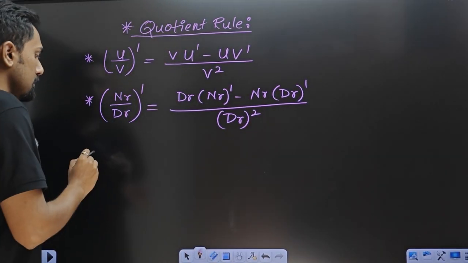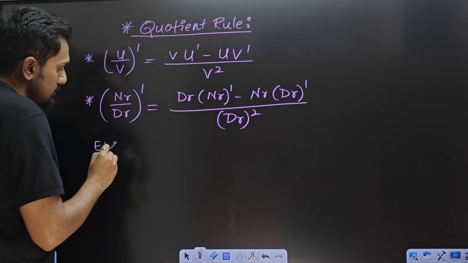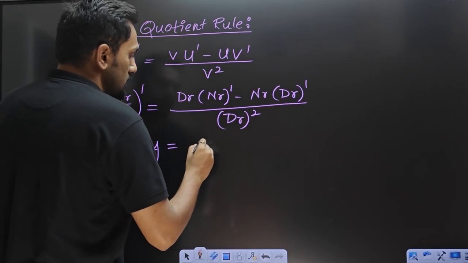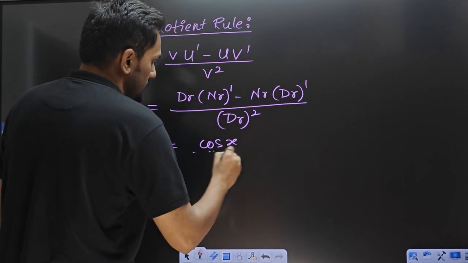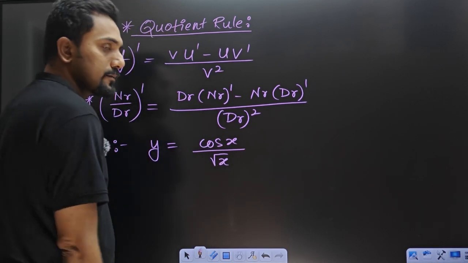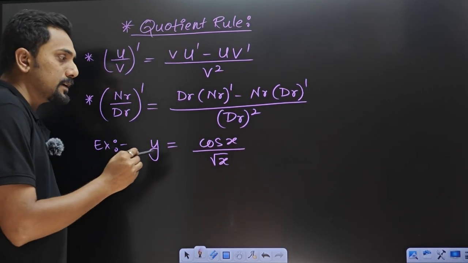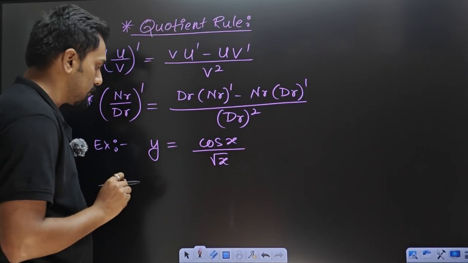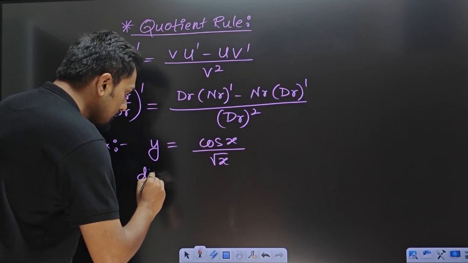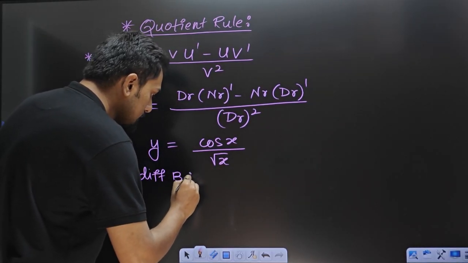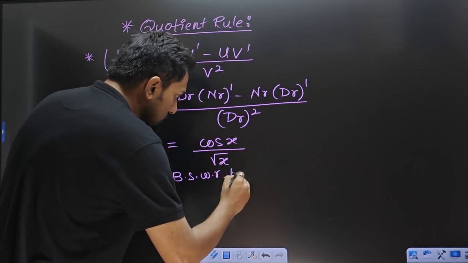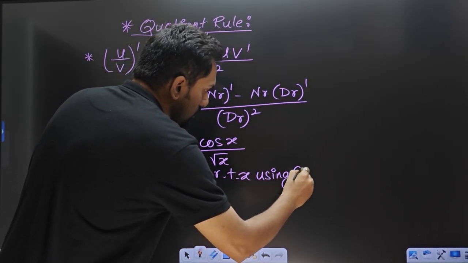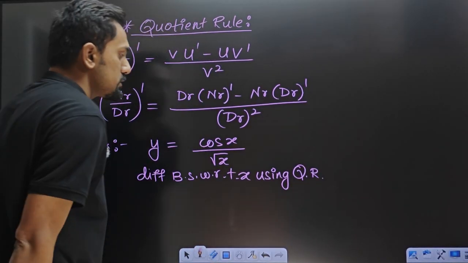Okay, for example, I will take a simple example. Y is equal to cos x divided by root x. Now I need to differentiate this with respect to x, or we need to find dy by dx. For that I will write differentiating both sides with respect to x using the quotient rule.